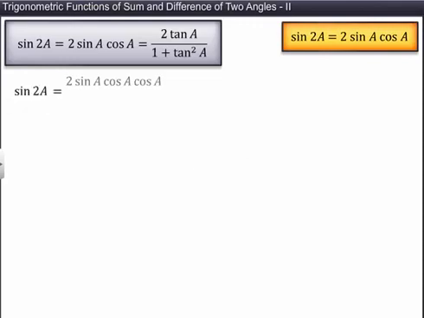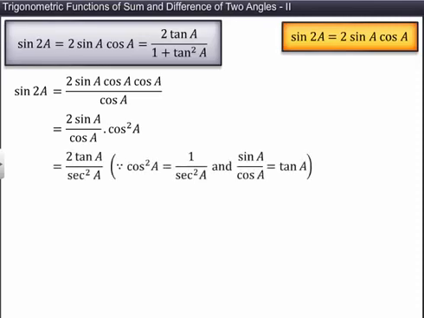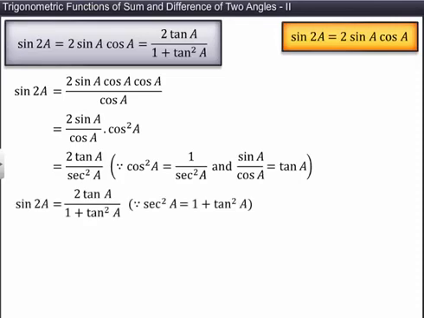Now multiplying and dividing by cos A, we get 2 sin A by cos A into cos square A, which is equal to 2 tan A divided by secant square A. It implies that sin 2A is equal to 2 tan A divided by 1 plus tan square A.